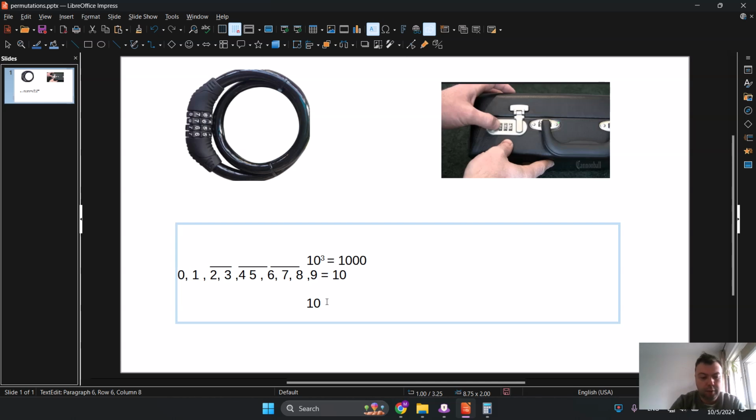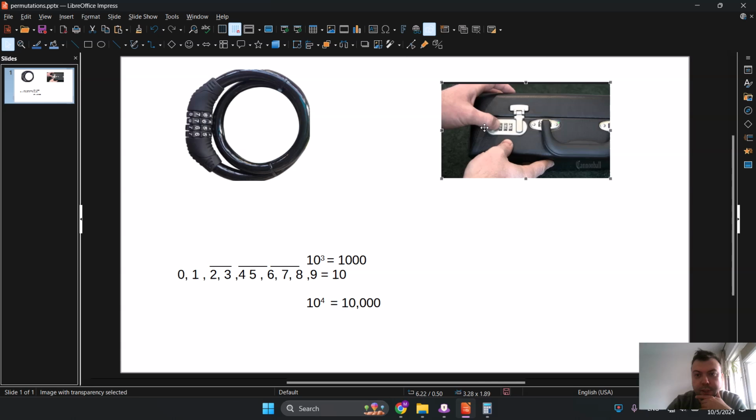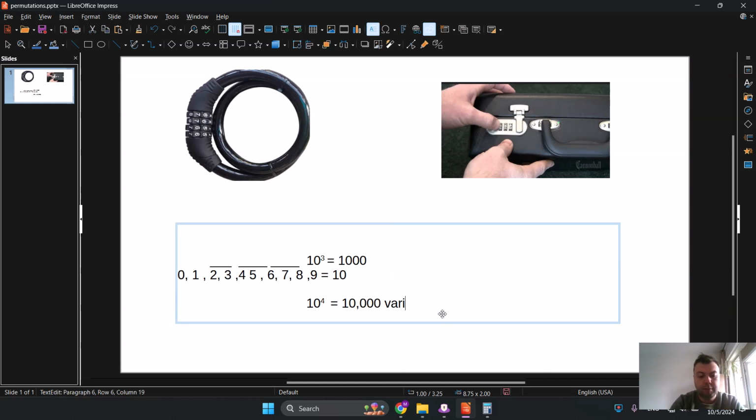So how much is 10 to the power of 4? Of course, 10,000. So as we can see, this is safer. The other one is a little bit more vulnerable lock. That's how we can calculate it using the formula for variations with repetition, right? Because we can repeat what we have here.